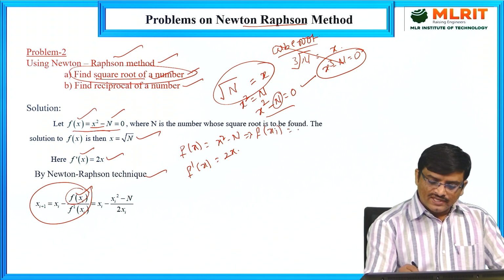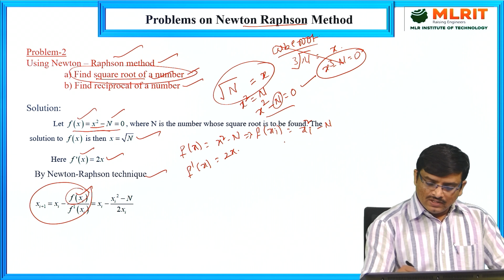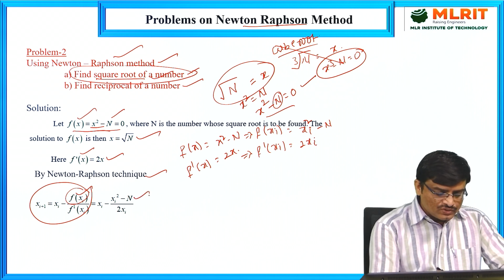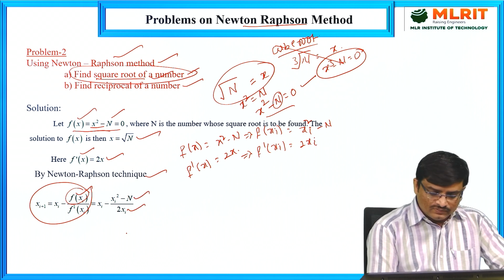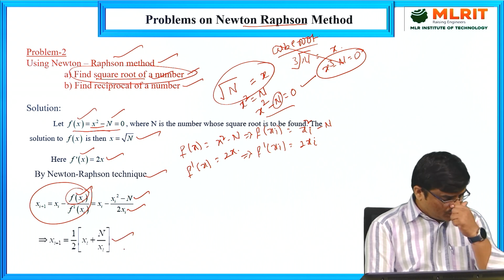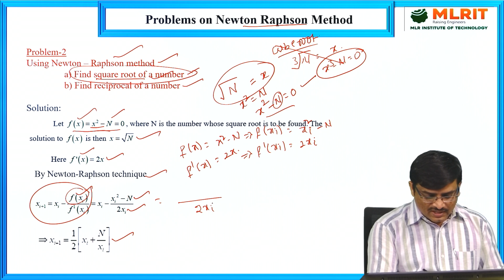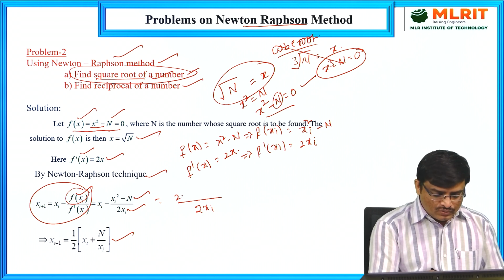Just replace x with x suffix i, and you will get x suffix i square minus n. From f dash of x, get f dash of x suffix i, so you will get 2x suffix i. Now replace these values and simplify. Take the LCM here, which is 2x suffix i, so you will get 2x suffix i square minus of x suffix i square minus n.